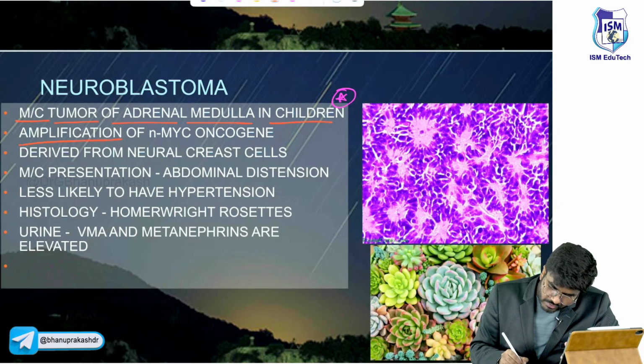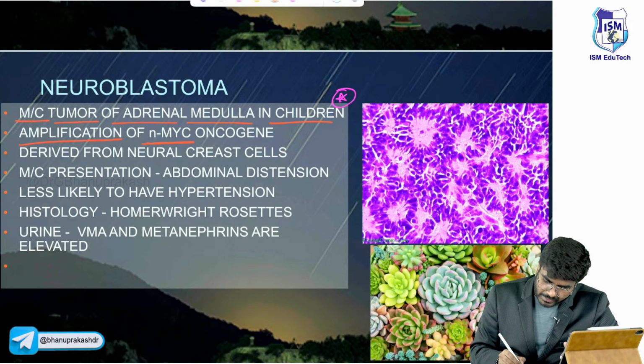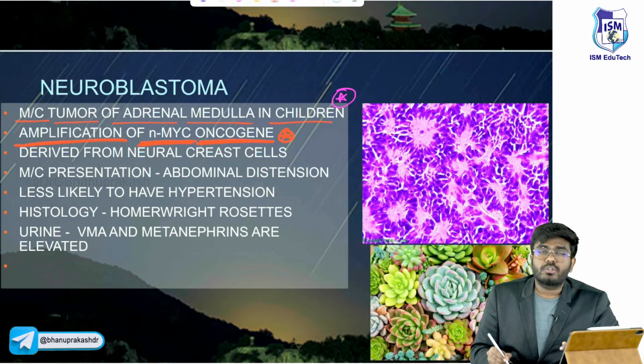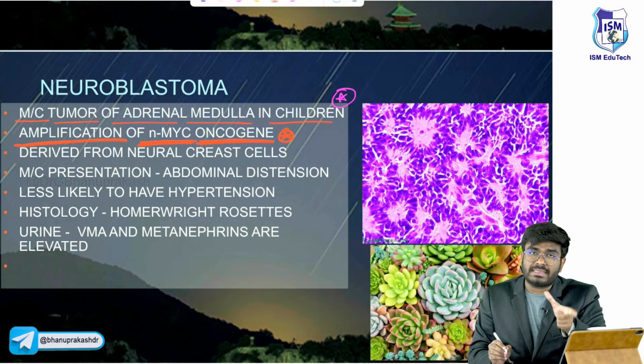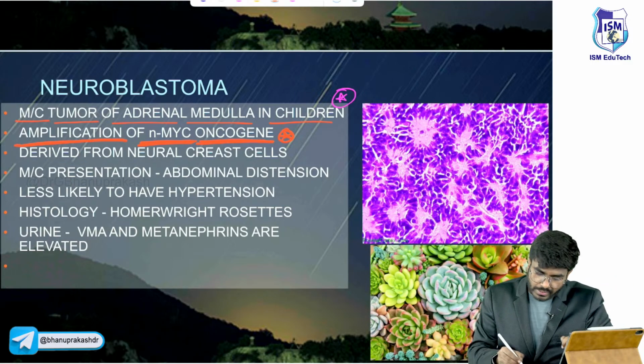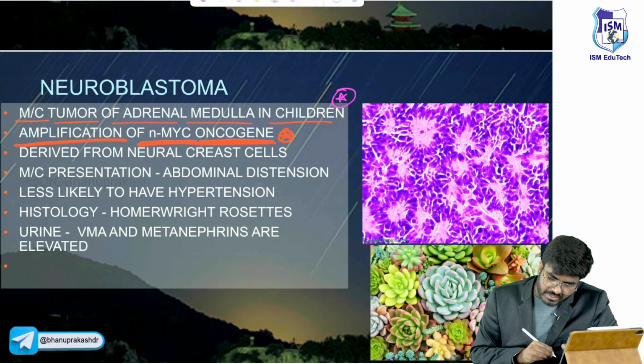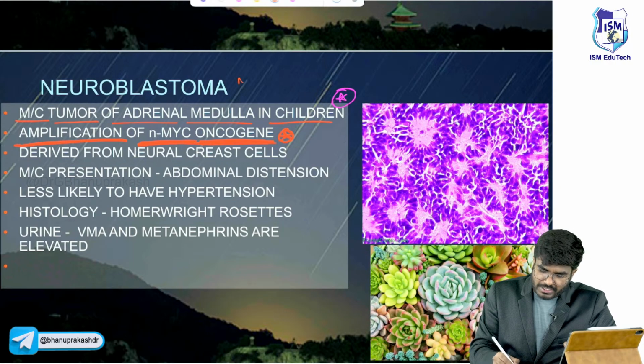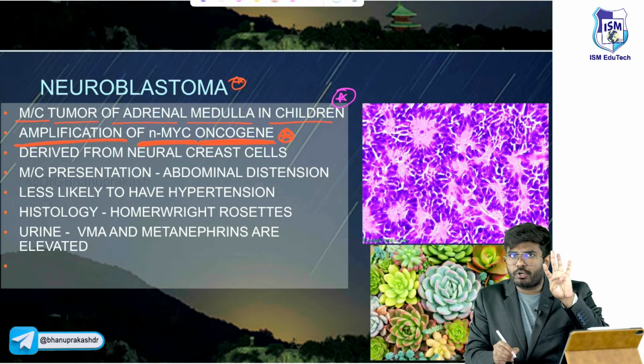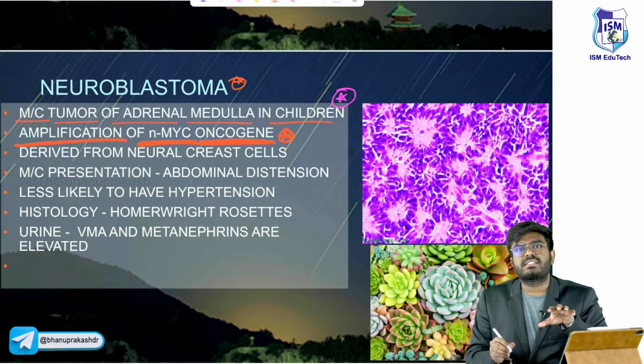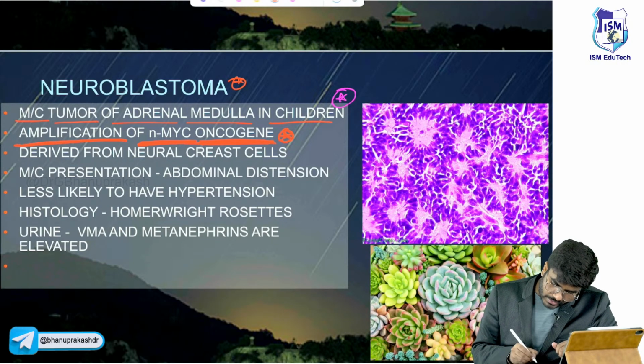Neuroblastoma is because of NMYC. NMYC is a transcription factor. Amplification of the NMYC oncogene, the gene is going to be amplified, will be seen in neuroblastoma. For pheochromocytoma, I gave you four gene mutations, but NMYC gene amplification is associated with neuroblastoma. It is seen in children.